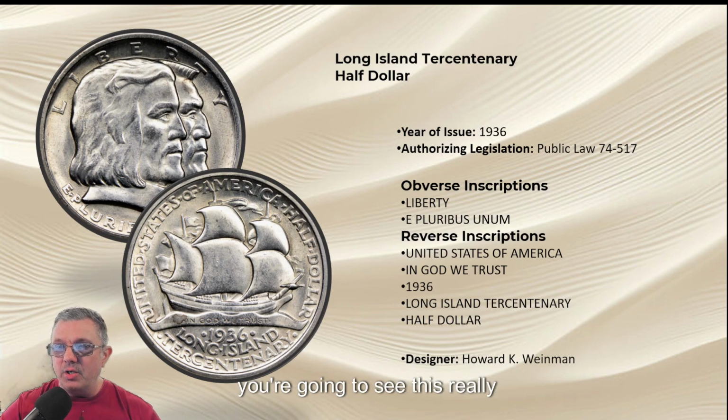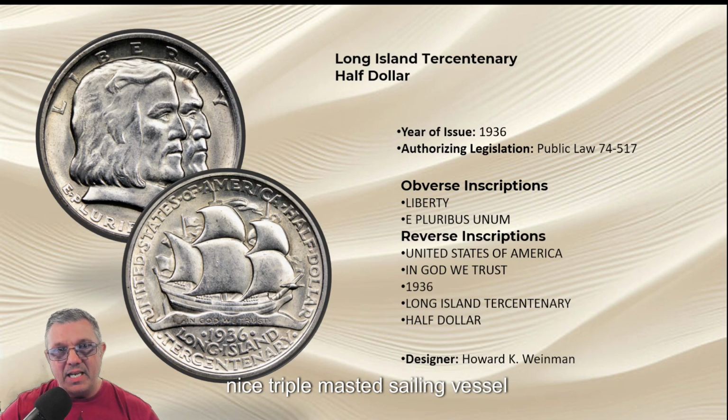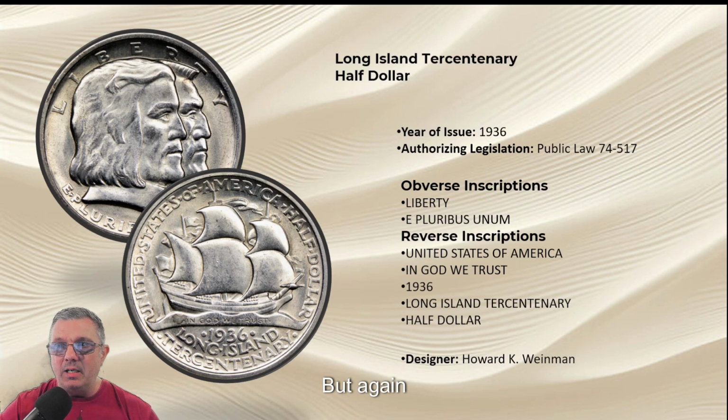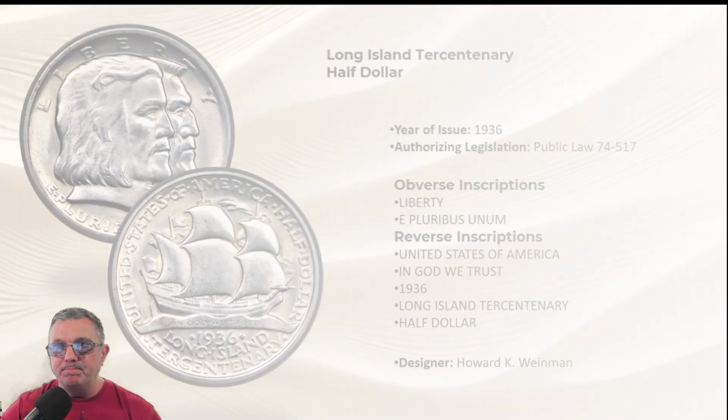But again, on the back, you're going to see this really nice triple-masted sailing vessel. I do like this one for the obverse, but again, the reverse is the only reason I really care for this coin. I'm not a fan of the obverse at all. I just don't really care for it that much. The Indians are partially covered, very blocky, with gigantic noses. It's horrible. This coin, in my opinion, is the second worst coin in this particular set. Sorry, Howard Weinman, but yeah, not a fan.